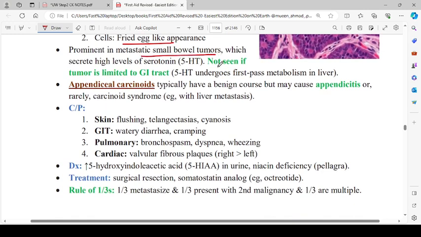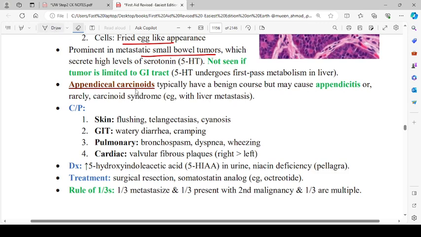So carcinoid syndrome will not occur in the localized small bowel tumors, because if this is the small bowel and this is the liver, the tumor will be producing serotonin and other metabolites that will be taken to the liver by the portal system, and the liver will detoxify them. But if the tumor has metastasized all the way to the liver itself, now the harmful substances, the serotonin and other contents of the tumor, will be secreted directly into the blood without the liver being able to detoxify them, and ultimately carcinoid syndrome will occur.